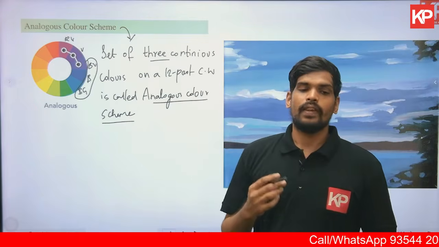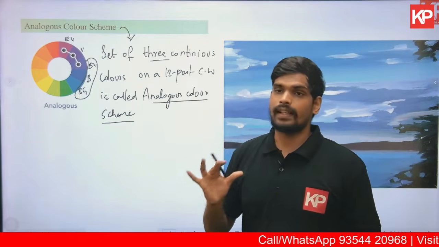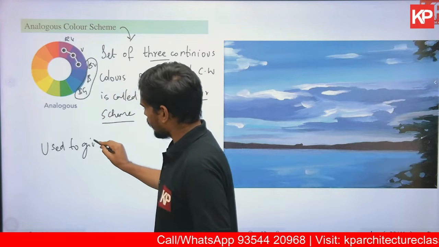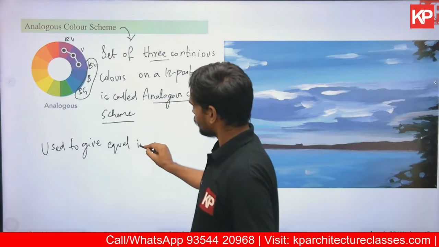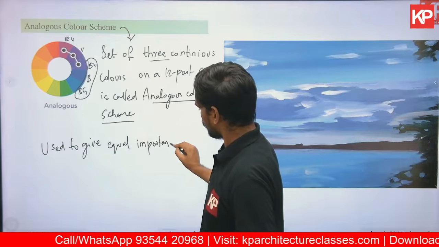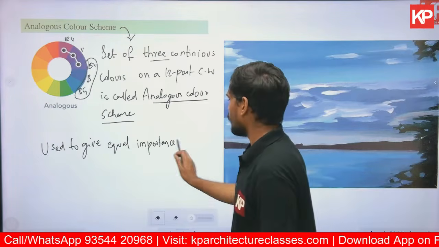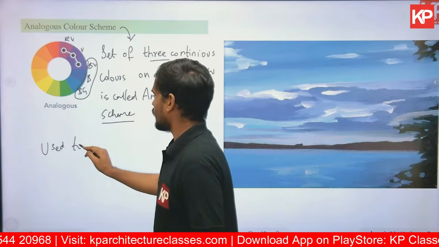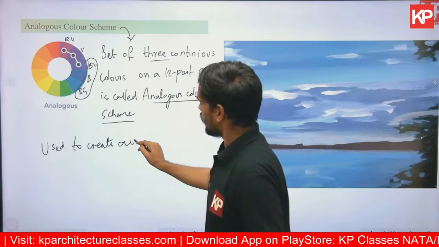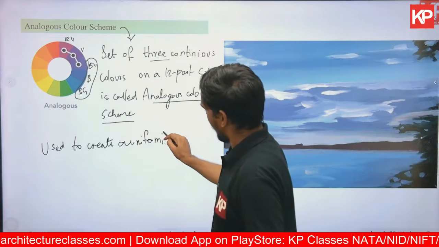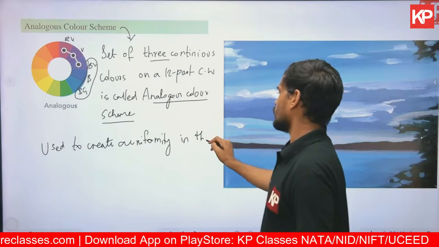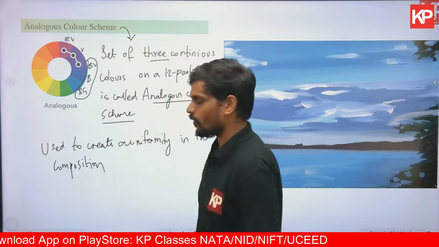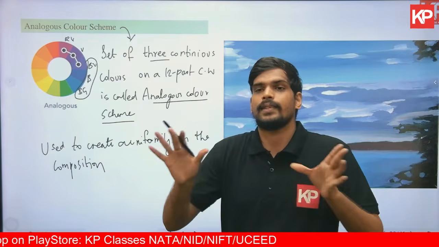Where do we use it? Where you want equal importance to all the three colors in the composition. Or instead of equal importance, you can say these are used to create a uniformity in the composition. What is the meaning of uniformity here? Nothing standing out drastically. Everything assimilates into each other.